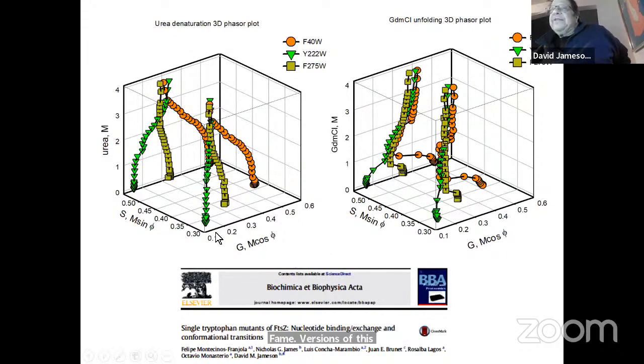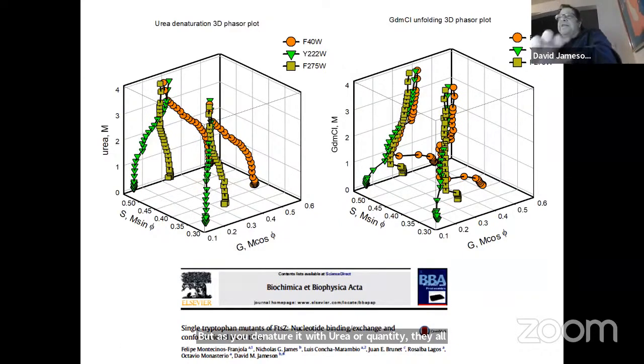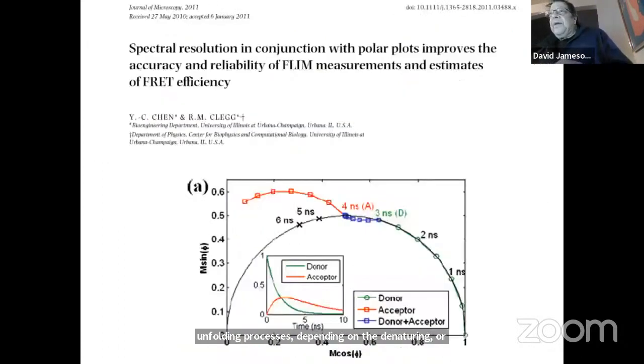Now this is a 3-dimensional plot, but the actual data points are shown here. This back here on the left is the projection along 2-dimensional axes, but it's beautiful to see in 3 dimensions. You see they start off quite different, but as you denature with urea or guanidine, they all come together. So it gives you really detailed pathways of these unfolding processes depending on the denaturing, or you do it with temperature or other variables.